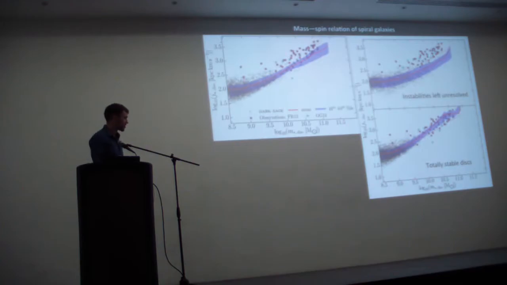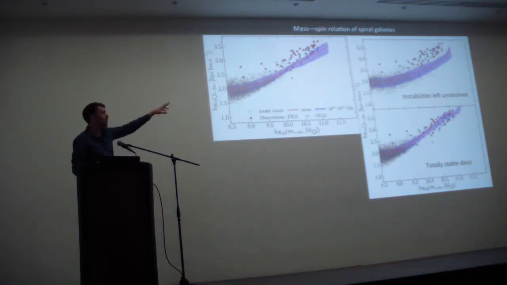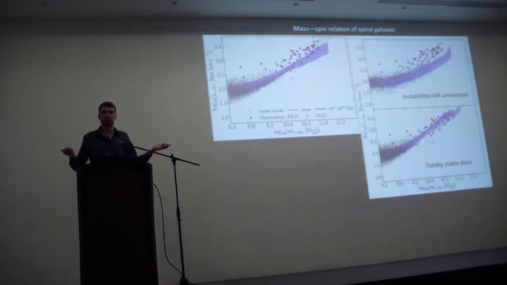And just to check that this is all consistent, you can look at the disks that are stable throughout their entire lifetime, whether or not instabilities are accounted for in the model, and they're always happy with the data. So whatever mechanism is driving disk instabilities is regulating this mass-specific angular momentum relation.